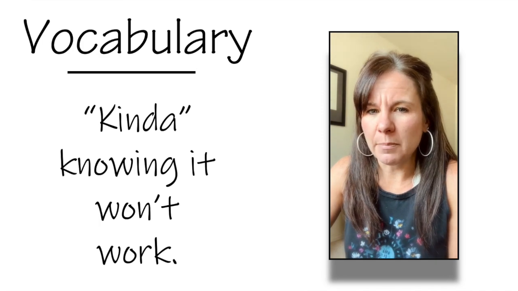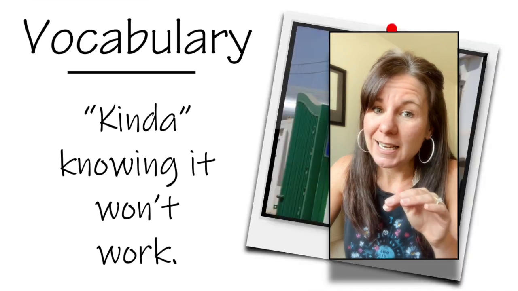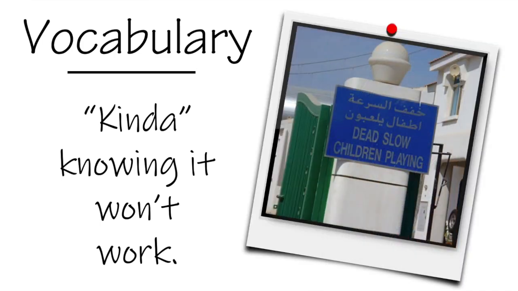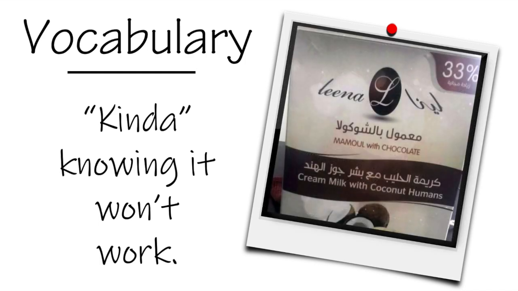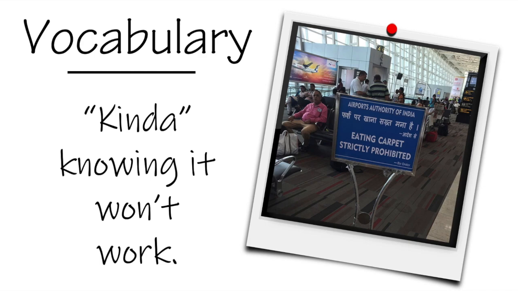Let me give you some examples of when kind of knowing it didn't work. How about this one? Dead slow children playing? Yeah, only kind of knew the translation. How about, for a proper service, please turn on the vacuum cleaner when using the shower. Thank you. Okay. Cream milk with coconut humans. Appetizing. This is my favorite. Eating carpet is strictly prohibited. Gross. Okay, so clearly, you have to know vocabulary, and now we're going to learn some vocabulary of geometry.